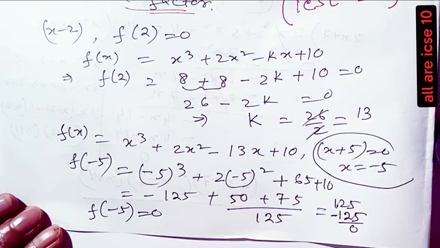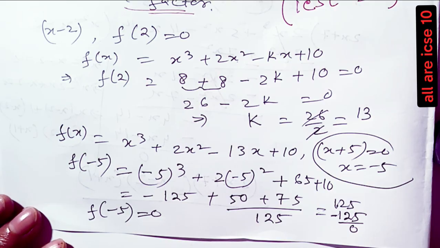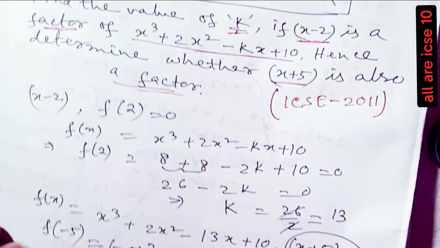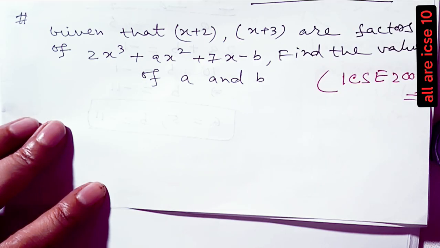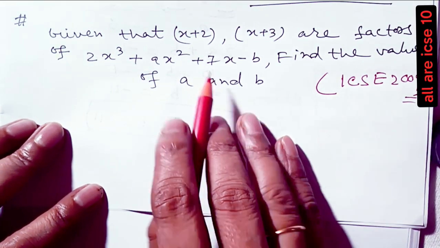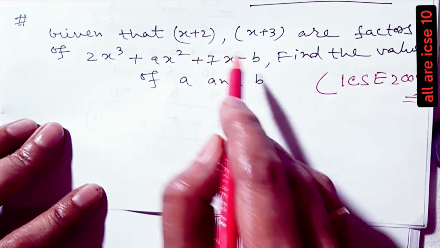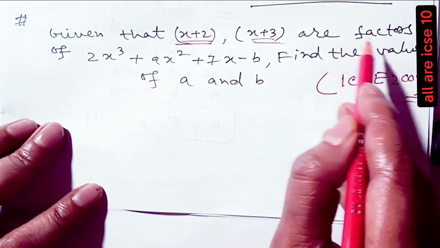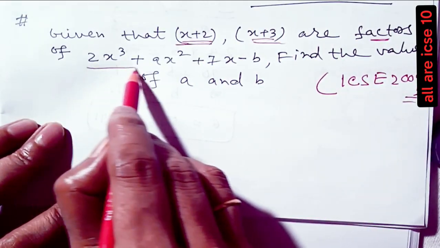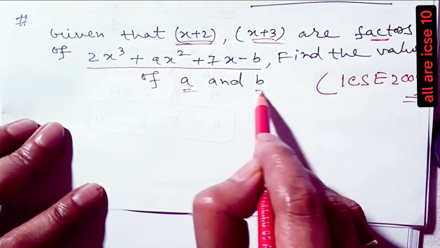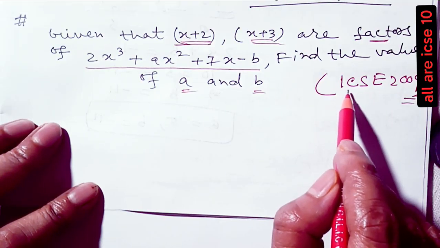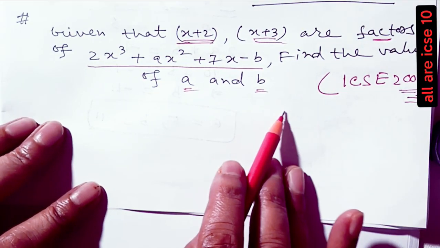Hence we say that x plus 5 is a factor of our given polynomial. This is ICSE question, board's question 2011. Now, given that x plus 2 and x plus 3 are factors of this expression, find the value of a and b. This question is ICSE 2009.